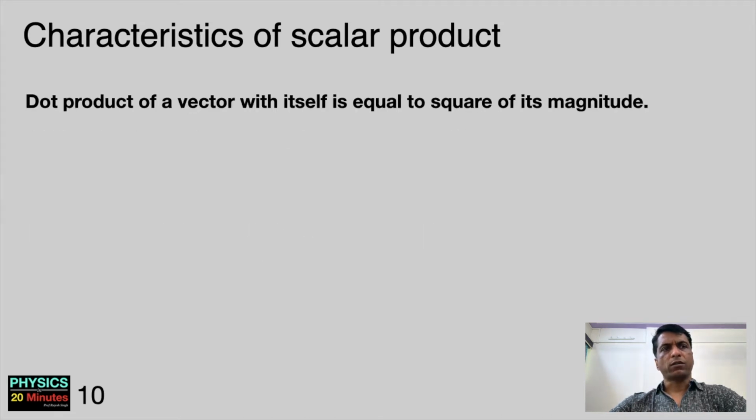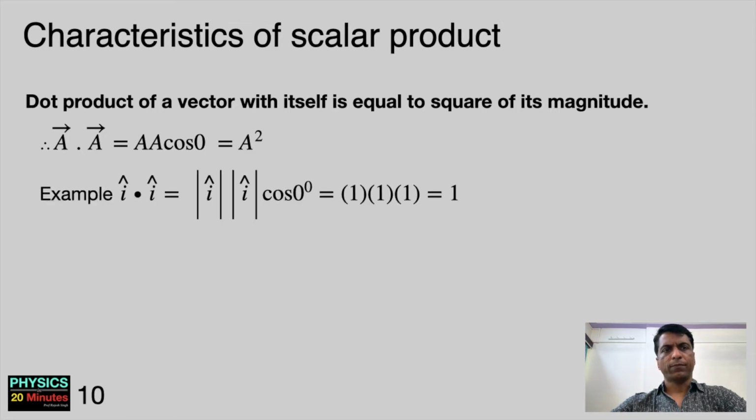What is the dot product of a vector with itself? If you take a dot product of vector with itself, it is equal to square of its magnitude. A dot A is equal to AA cos 0. Remember, a vector makes an angle of 0 degrees with itself. Therefore, since cos 0 is 1, it will be equal to A square.